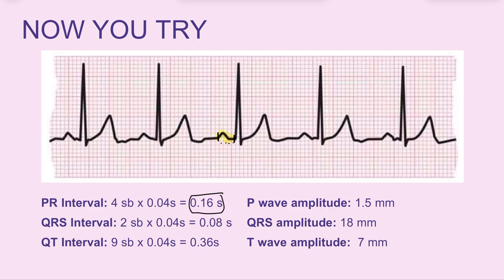And we can repeat this process. You're going to choose a really nice example for a QRS interval. It's about 2 small boxes. You can translate that into 0.08 seconds. QT interval, 0.36. And then we talk amplitude. Again, you can just measure the height of something from baseline, which is always our isoelectric line, going up.